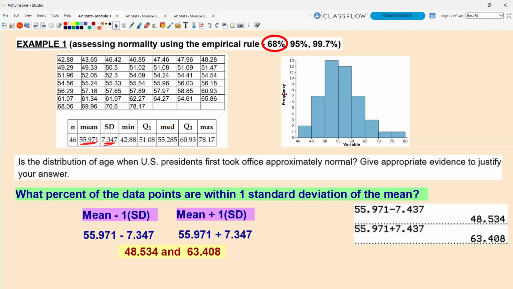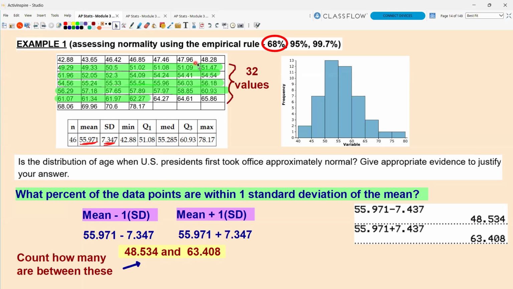So what you're going to do with that is go to your data points over here. Find where the mean is first. 55.971 will be somewhere right there. And you're going to count all the way until you see all the values that are between 48.534 and 63.408. So when you do that in this case, you're going to get 32 values. We don't want to use 48.28 because that's below. So 49.29 is the first number above this one, and 62.27 is the last number before 63.4. So there's 32 numbers there.